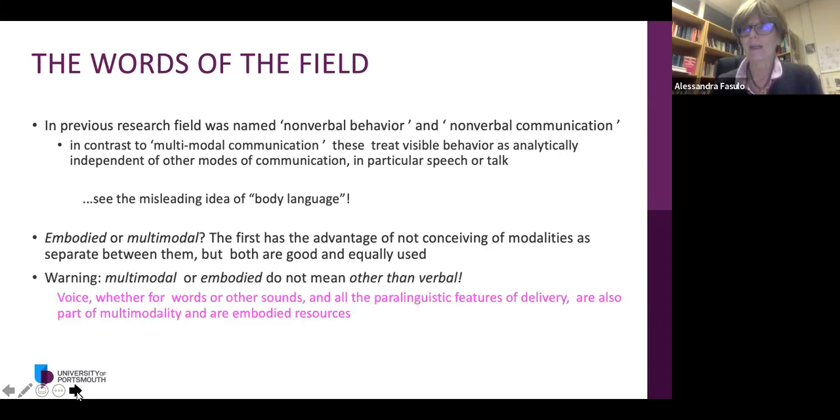But importantly, I want to warn you about this. Even though it is very preliminary, I've seen that multimodal or embodied are used as synonyms of nonverbal. I've seen sentences like, the glass of water was multimodally offered to the child, as in with a gesture. And this is not a correct use, because voice is a modality, paralinguistic features are a modality, sounds that are not used for words are a modality. So these are all embodied resources. You can't say multimodal to mean gestural or nonverbal. Okay, so we're clear from possible misunderstandings or incorrect uses.